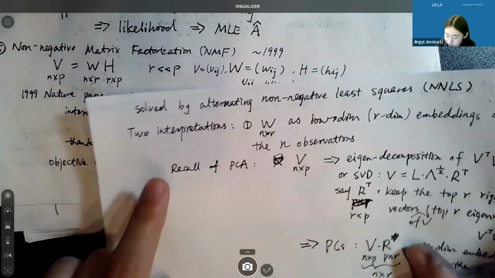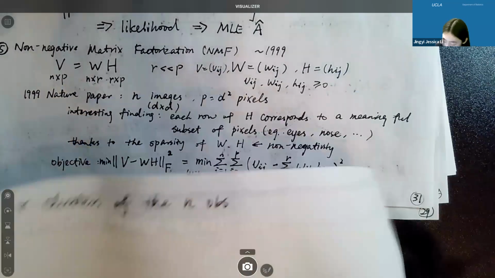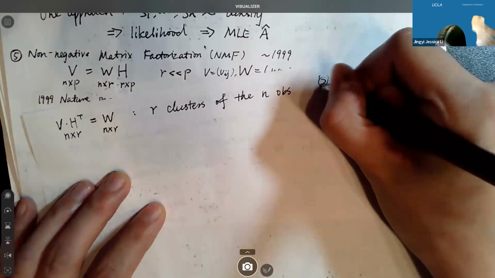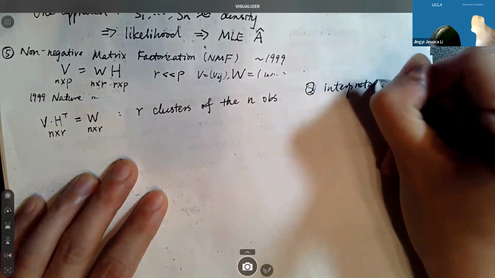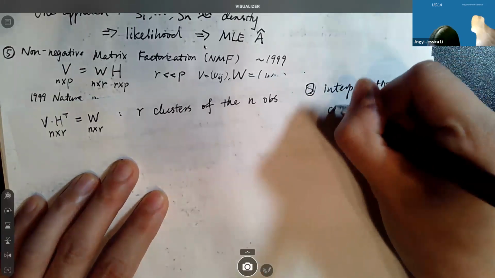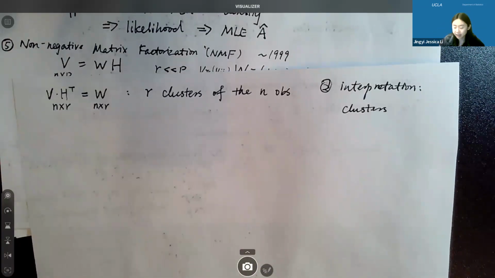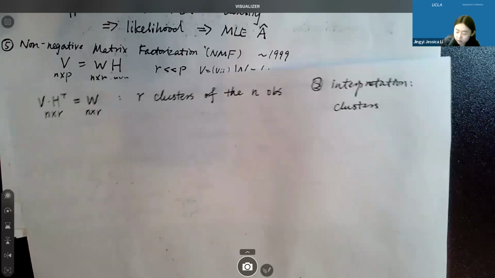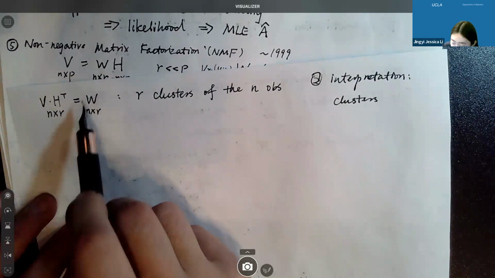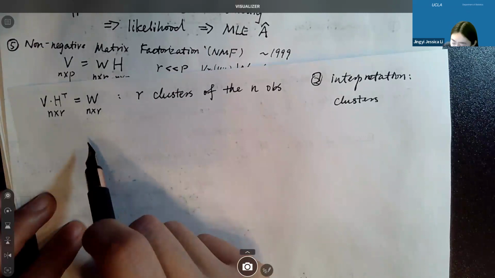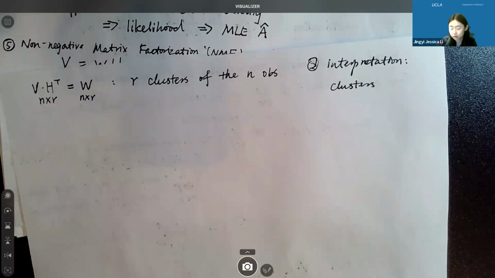Remember I said two interpretations. One is the embedding, dimension reduction. The second interpretation is clusters. So NMF can also be regarded as a clustering technique thanks to its sparsity. In other words, you look at each column of this W matrix to see which observations have non-zero values in that column. Therefore, each column is one cluster.